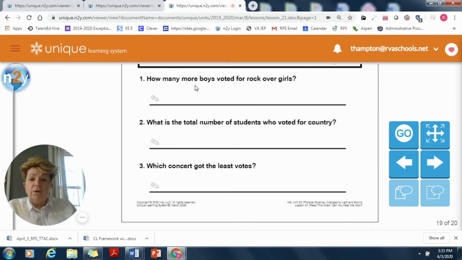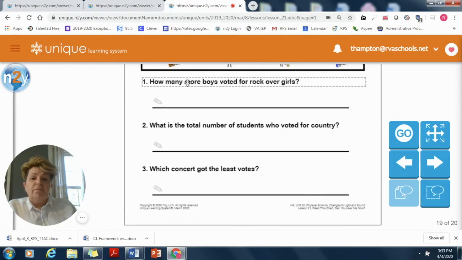How many more boys voted for rock over girls? How many more? So if we're looking at more, does more mean we're going to add or subtract? How many more? You can ask a family member if you need a little bit of help. We're going to subtract. Very good. Because we want to know how many more boys than girls liked rock concerts.